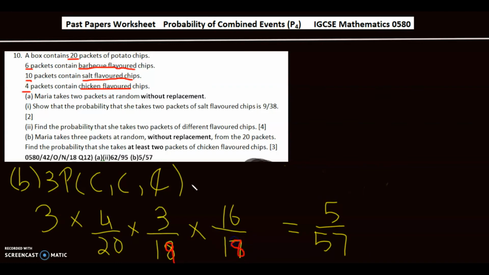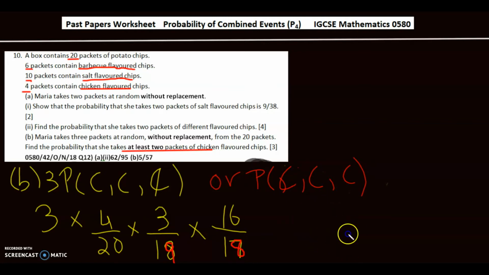Okay. Then I did not read the question properly. It says at least 2 packets of chicken flavor. That means she may have 2 packets of chicken flavor and 1 non-chicken flavor, or she may have all 3 chicken flavors. Chicken, chicken, chicken. I did not add this probability. So this probability needs to be added to the previous answer.